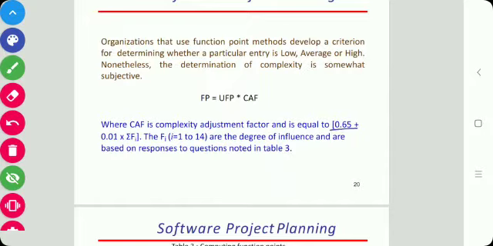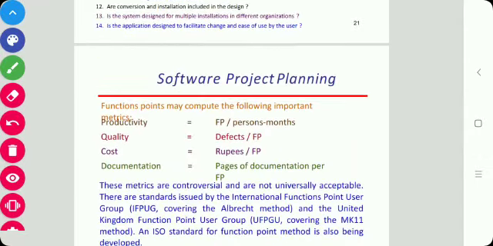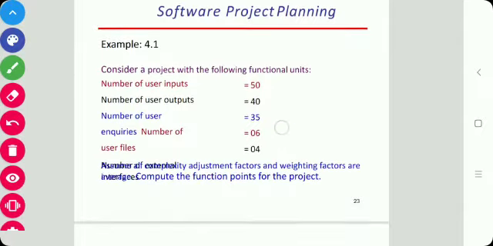So the CAF formula is 0.65 plus 0.01 into summation of Fi, where Fi for i equal to 1 to 14 are the degrees of influence and are based on the responses to the questions noted in table 3. Now we will see how we will calculate the UFP and CAF. So let's see the example.